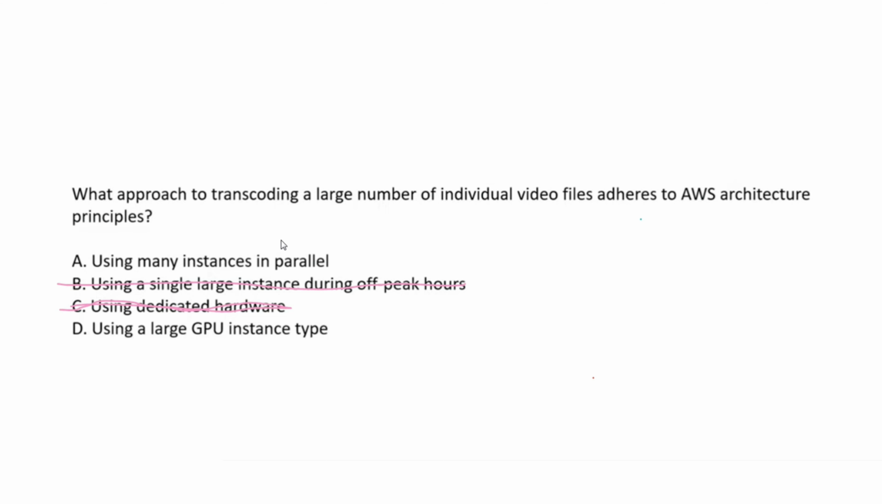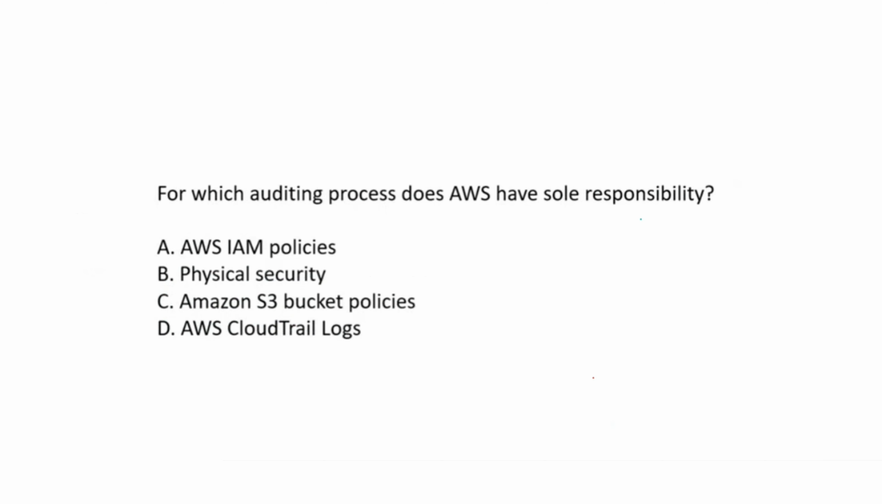And if we talk about option D, that is using a large GPU instance type, it is something which I can say is overkill. It is a supersonic speed. We just don't prefer this kind of speed. Suppose you have to go somewhere by train and a person comes and says, instead of train just use a rocket to go there. It is that kind of speed. So we just don't prefer this too, and hence it is overkill. So the best option that comes into play here is option A, that is using many instances in parallel. And yes, this is our right option.